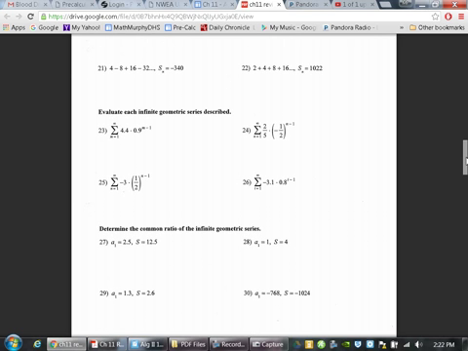Infinite series. You can find the sum of an infinite series if you know the first term and the rate. You can only solve it if the rate has an absolute value of less than 1. Okay? So all of this is there.